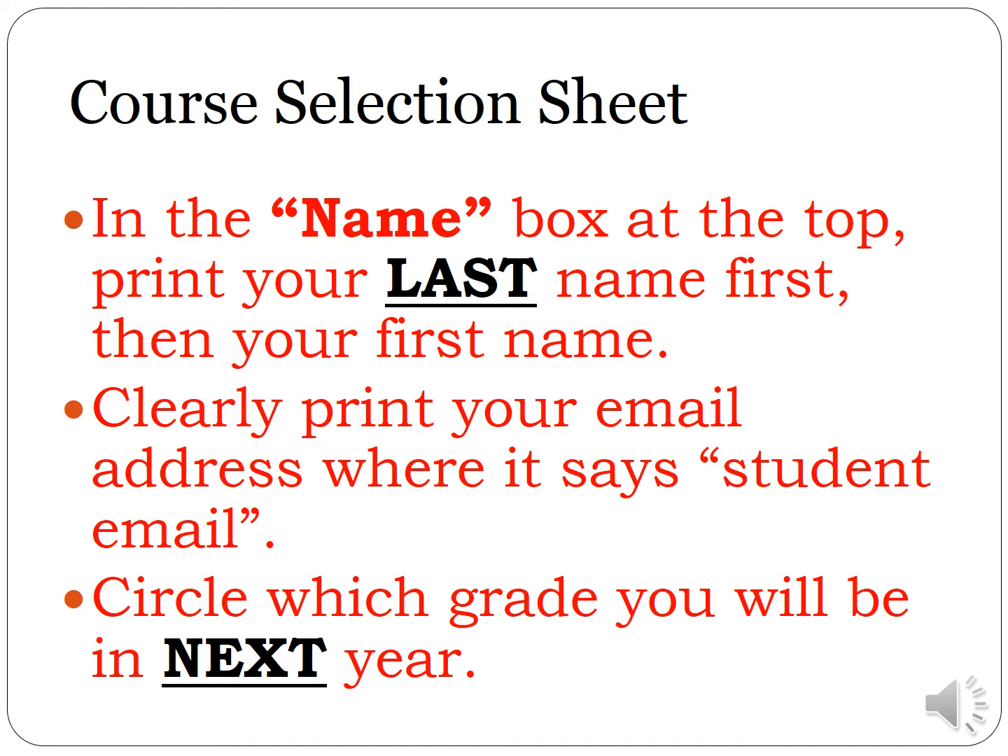Okay, students, go ahead and take Taylor's advice and put your name on the top of your form. You will see it starts with your last name, so let's go ahead and put your last name, then first name. You'll see a line for your student ID and your email address. Please go ahead and put these on the top of your course selection sheet, as well as circling what grade you will be in next year.